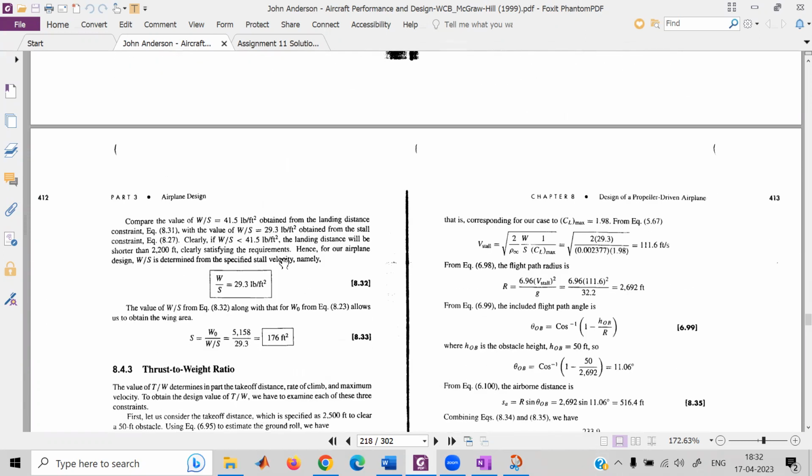The 2 numbers are, I think, 29.3 and 41.5. So a lower wing loading is safe for us, right? So we went with that.